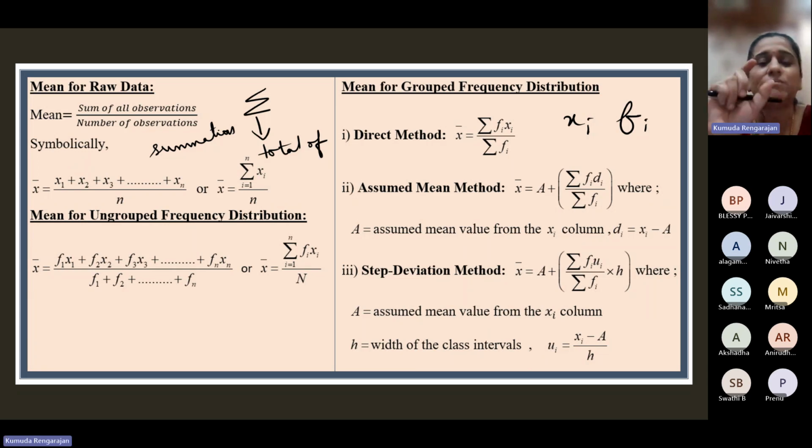Class mark is one number, like for 0 to 10, the mid value is 0 plus 10, 10 by 2, 5. The class mark for the class interval 10 to 20 is 10 plus 20, 30 by 2, 15. So it is the lower limit plus the upper limit divided by 2. Lower limit meaning lower class limit, upper class limit.